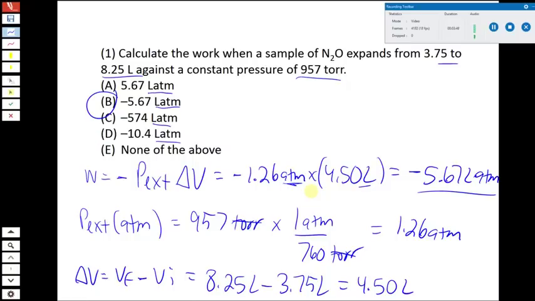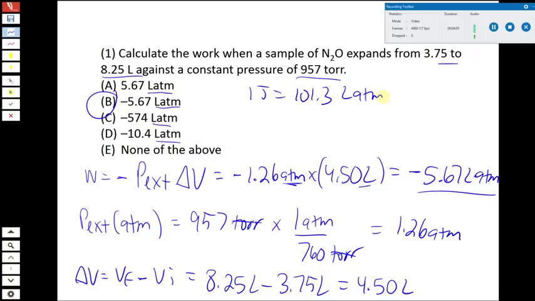Also remember, in some cases, we'll want you to convert to joules. 1 joule is 101.3 liter atmospheres. I think often we'll give that conversion to you if you need it, so you don't have to memorize it.